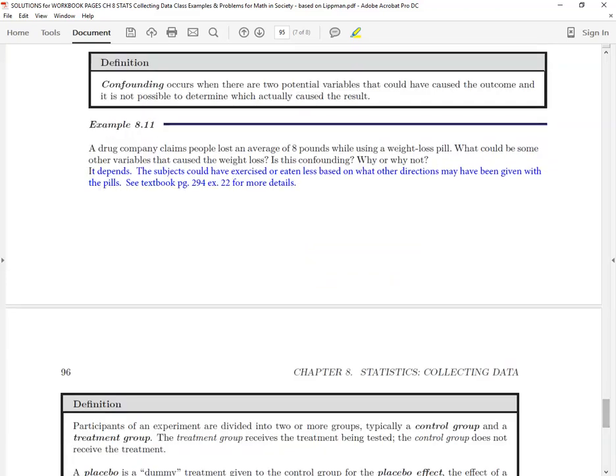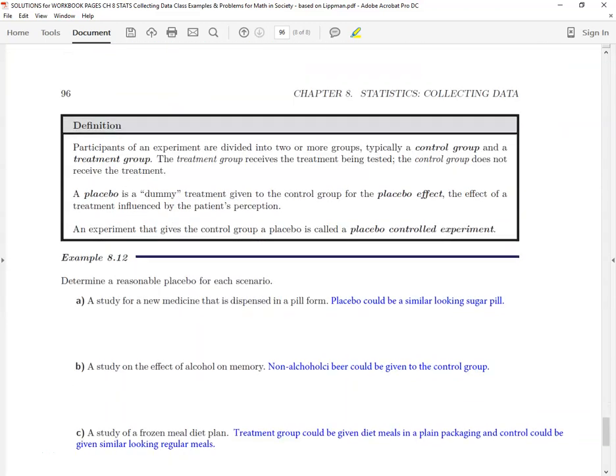8.11, it depends. The subjects could have exercised or eaten less based on what other directions may have been given with the pills. In your book, they have that same problem with more details along with it, like fine print that said you have to not eat after 7, or you have to eat 3 small meals, or something like that, that would actually cause a calorie deficit.